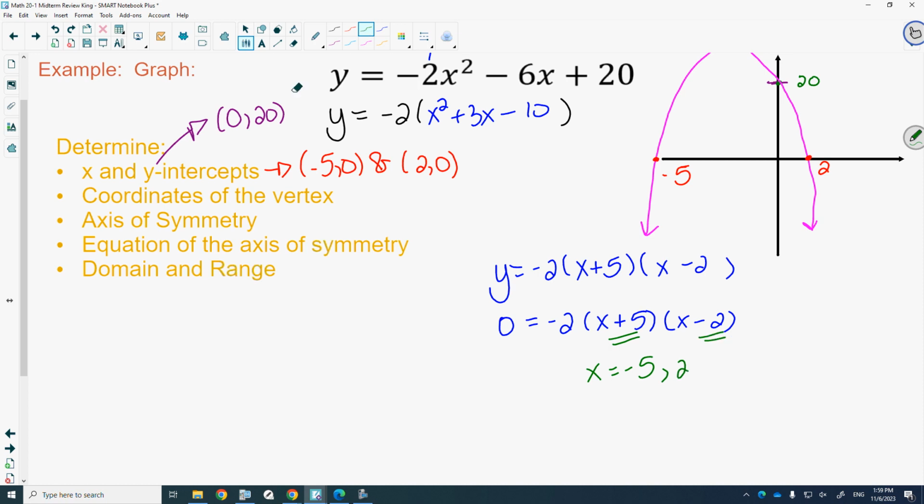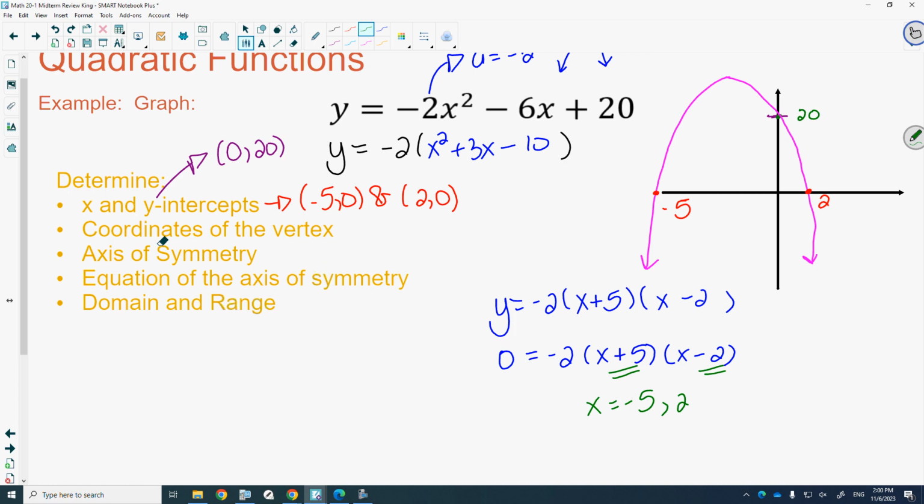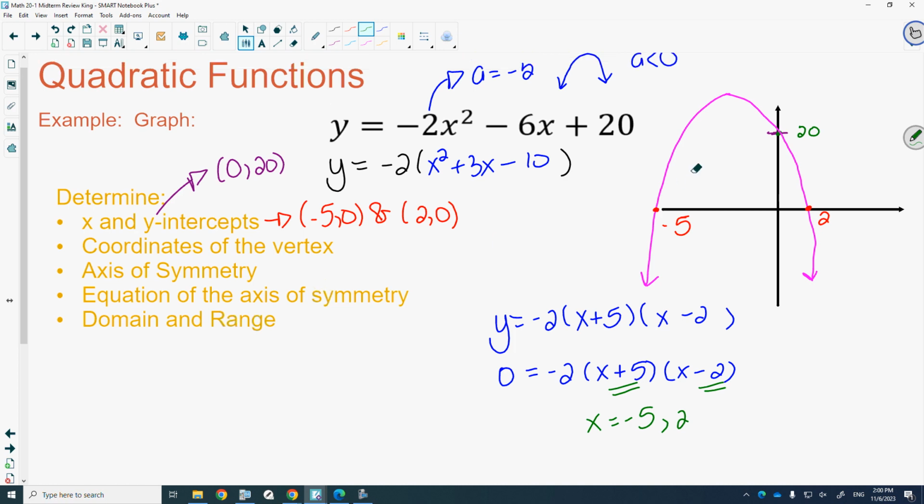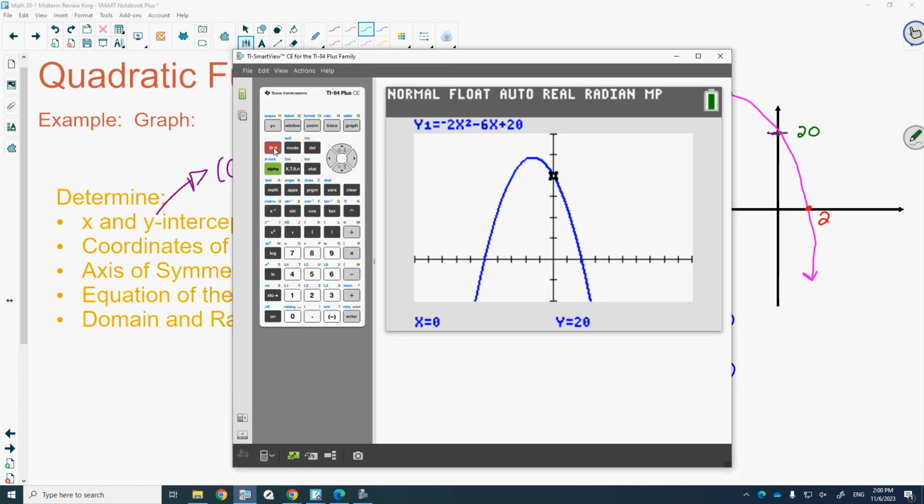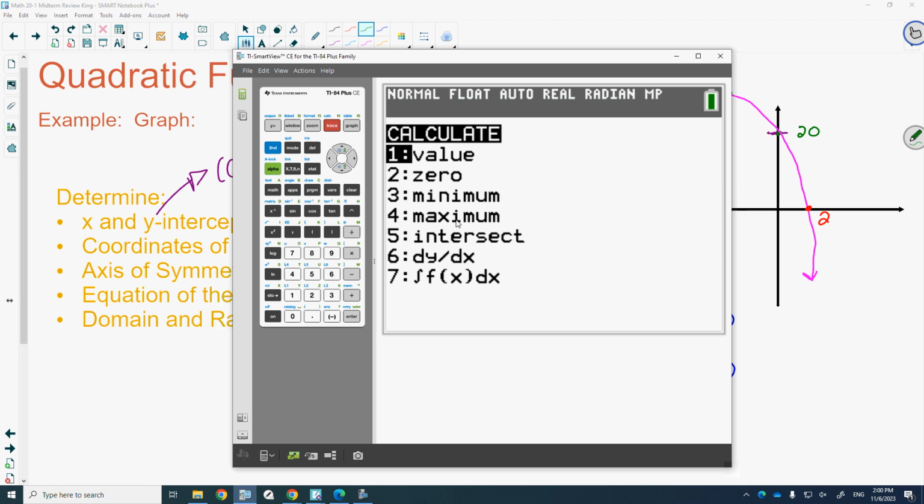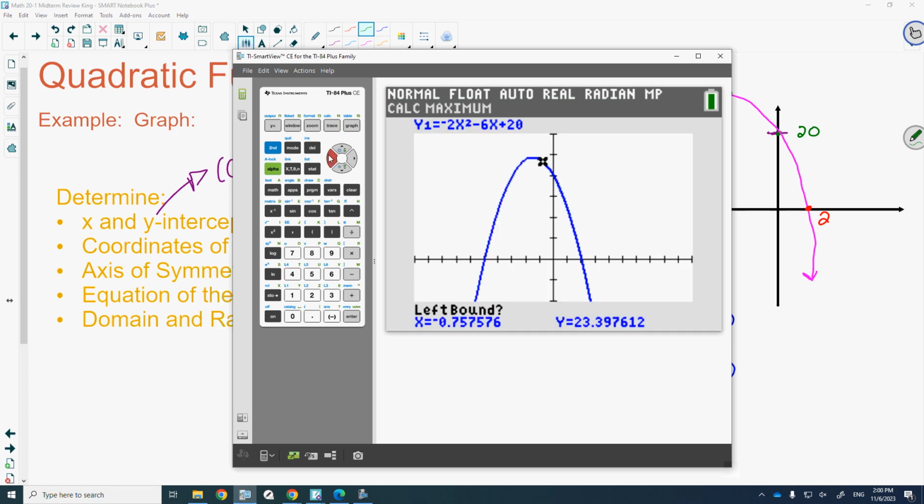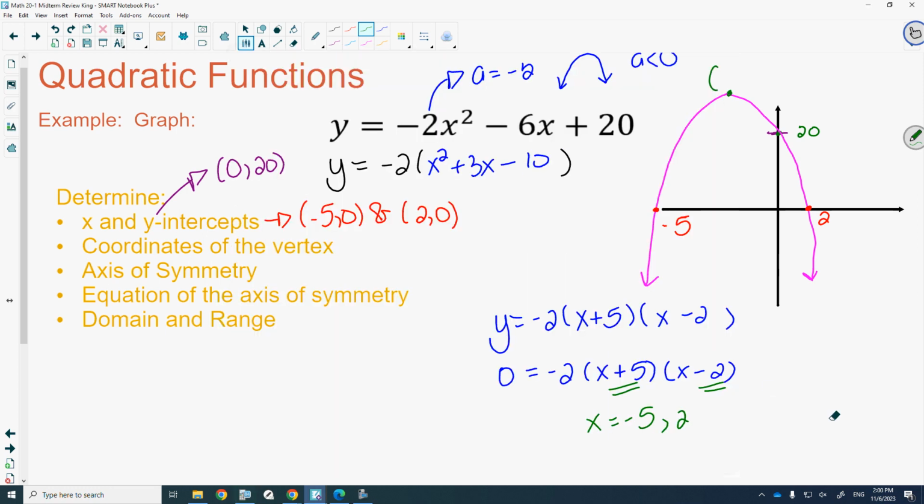Okay, coordinates of the vertex. We are going to get the vertex by completing the square, and I'll do completing the square in a different question. Right now I just want to make sure you can use your calculator. So the vertex would be right up here, and that's a maximum on this graph. To get the vertex, second trace, and it is a maximum, number 4. We're going to go left of the vertex, right of the vertex, and enter. So there's a vertex at negative 1.5 and 24.5.